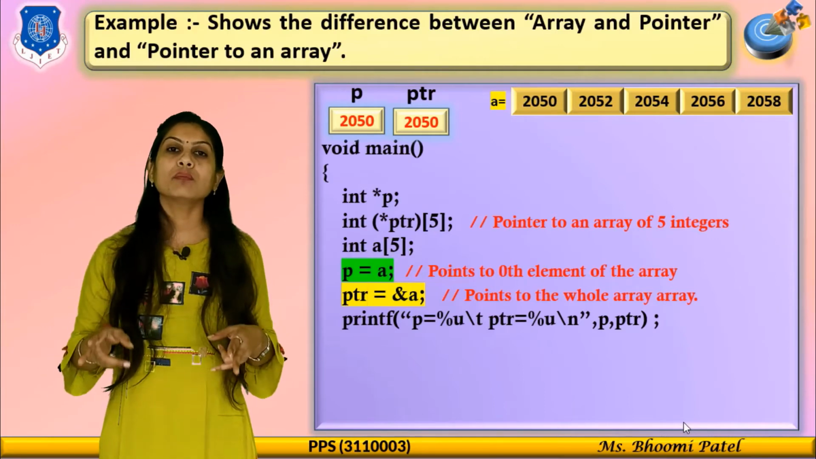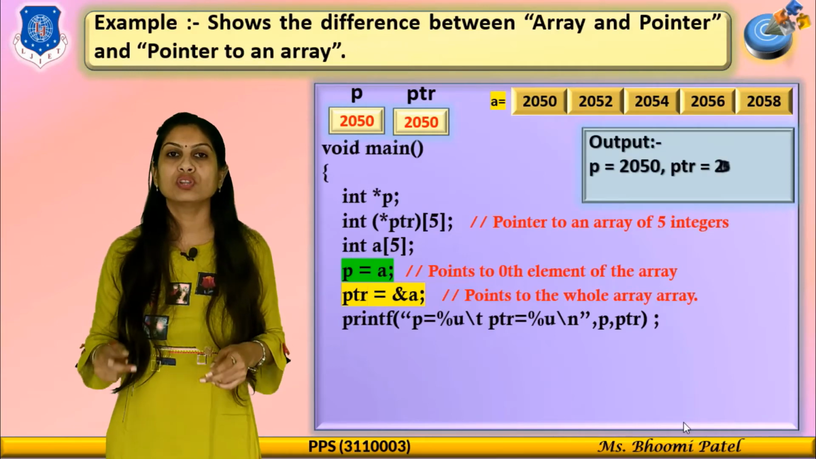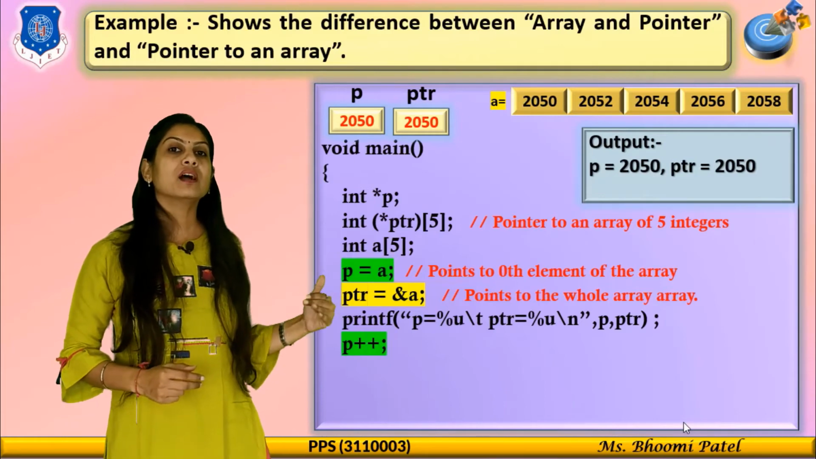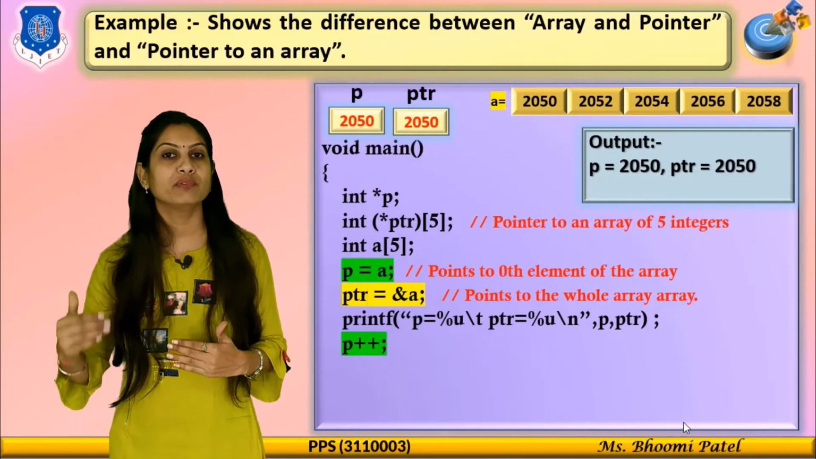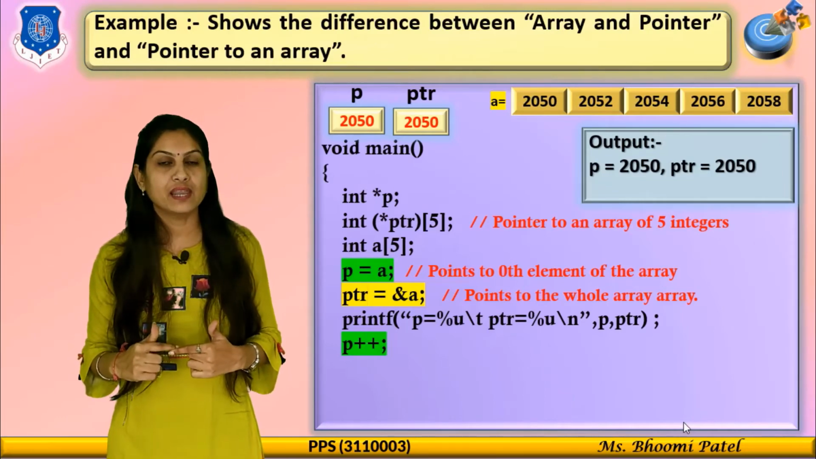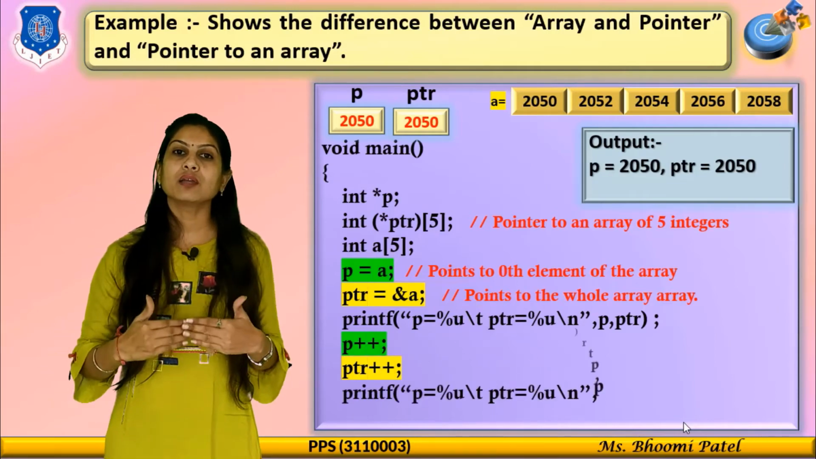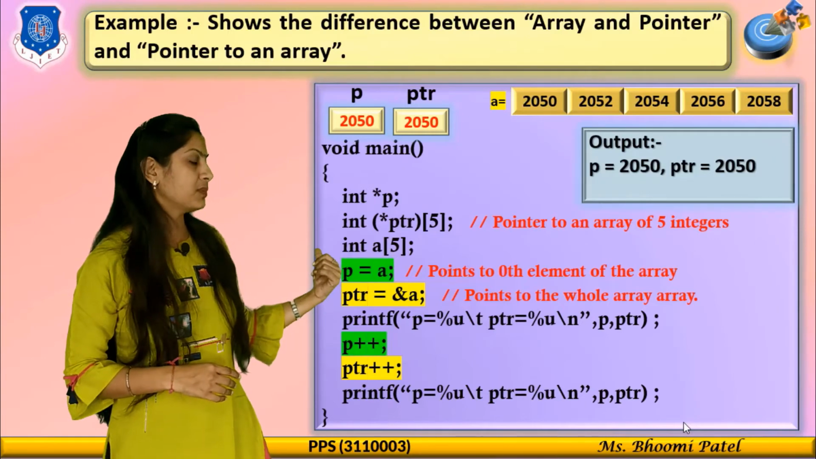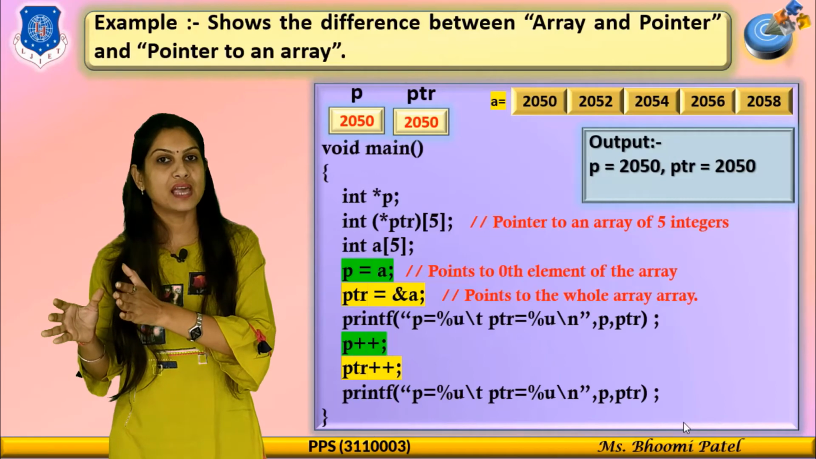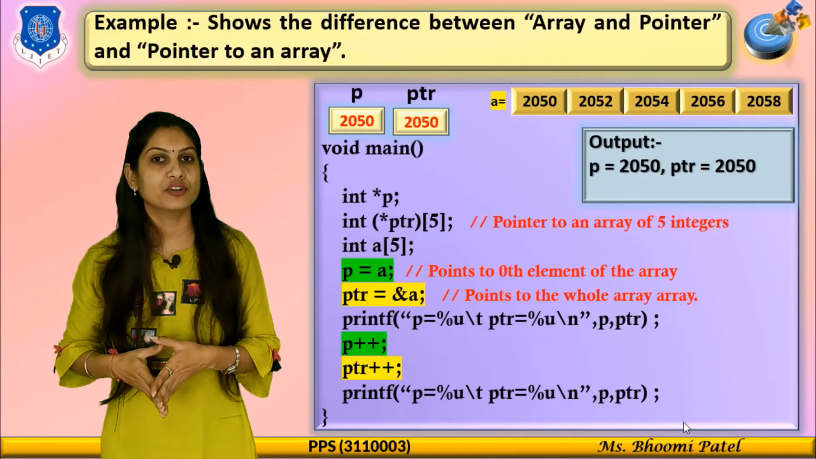So what happened, both the pointers right now point to the first element of the array and both values are nothing but 2050, clear? But when we are incrementing both pointers, then our concept will actually be performed, meaning here p is a pointer and array concept and ptr is nothing but the pointer to array concept. When we are incrementing both pointers, p++ and ptr++, now ptr jumps to after the array elements and p jumps to the next element, that is the second element of the array.